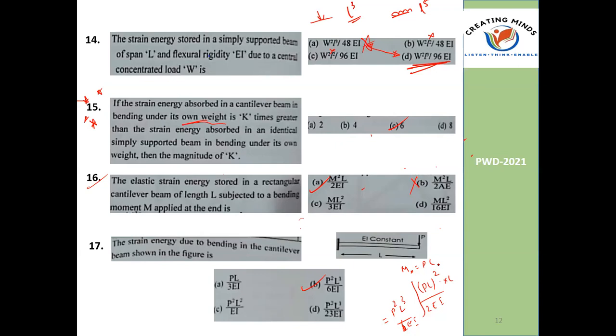Clear? Or you know the equation. What is the equation? Integration of, U equal to W. W square L cube by 6EI, divided by... W L cube divided by 6EI. Now, W is P. So W square is P square. Yes, P square L cube by 6EI.